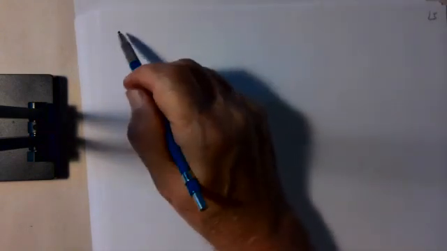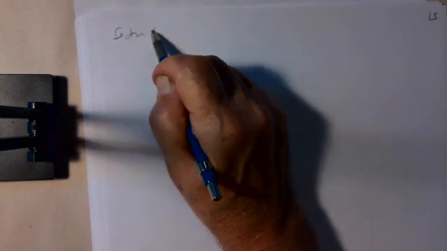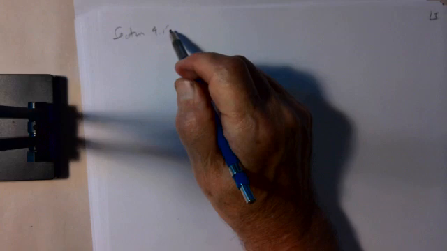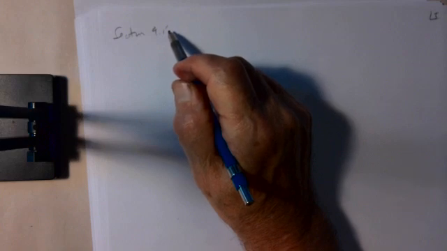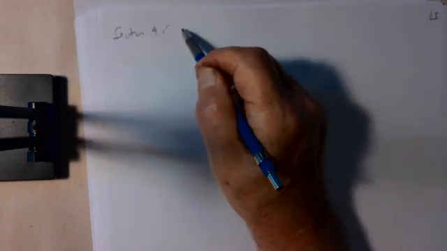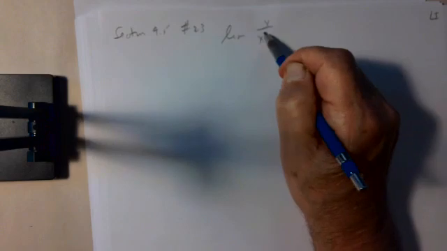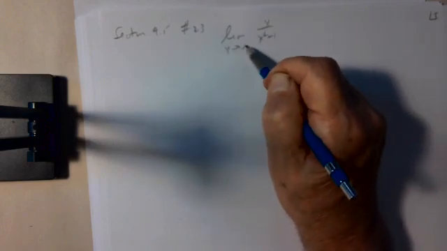So we're still sticking with section 4.5. Number 23 is the limit of x over x squared minus 1 as x goes to infinity. This has degree 1, this has degree 2. 1 is smaller than 2, so the limit is 0.